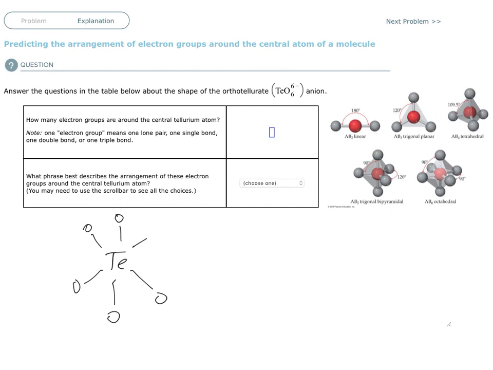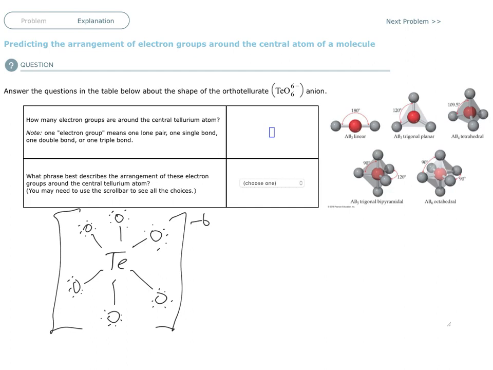That means I've got 18 more, right? 3, 6, 9, 12, 15, 18. That's nice. Okay. Now the whole thing has a charge. So it's a -6. So there's your Lewis dot structure of it.